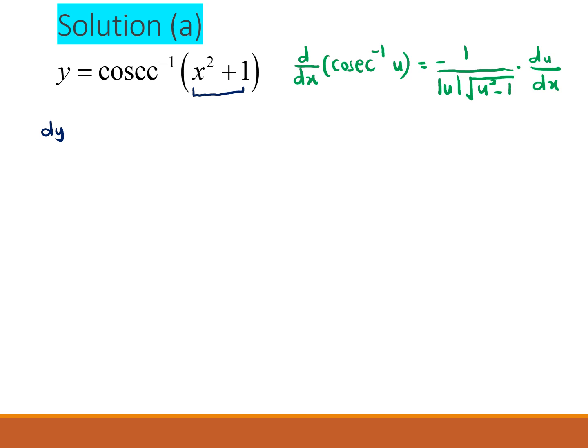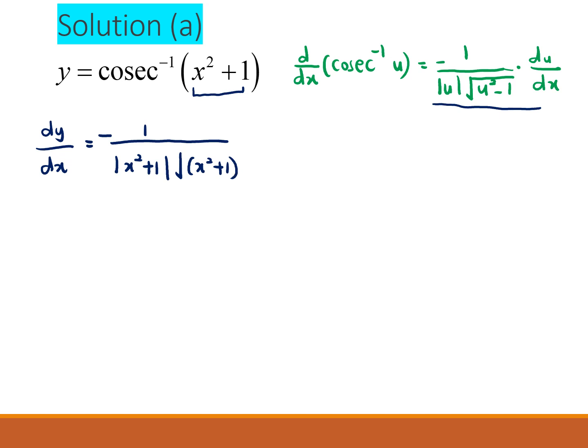So the solution for A will be dy over dx. The first part is we have to find the derivative of the outside function, which is the derivative of inverse cosecant. So the derivative of inverse cosecant is this formula. So we have negative 1 over the modulus of u, which is x squared plus 1, times square root of x squared plus 1 squared minus 1.